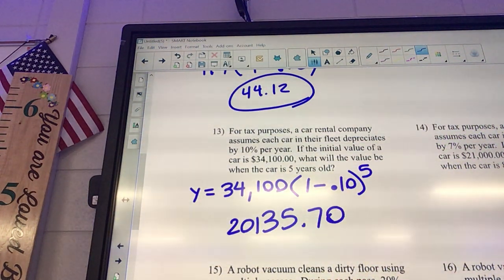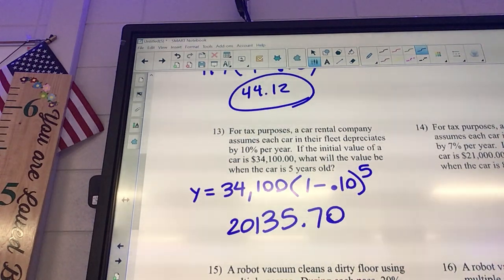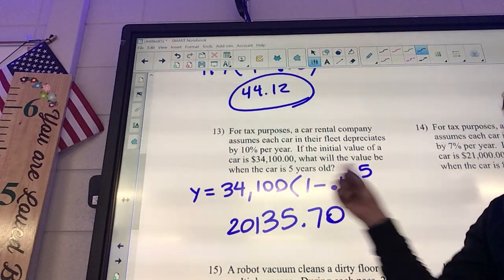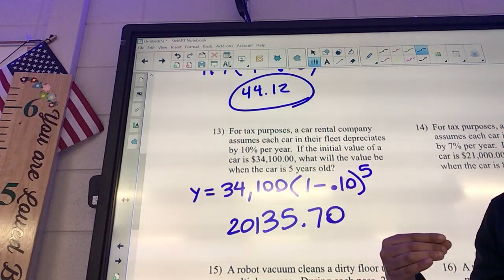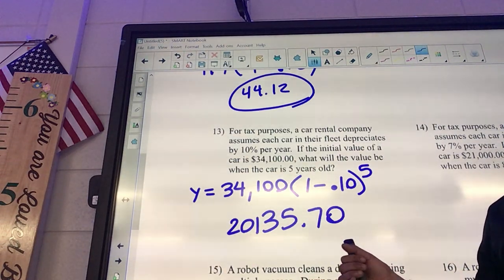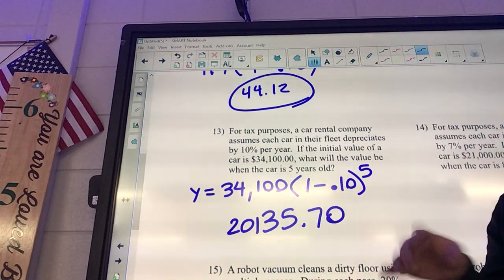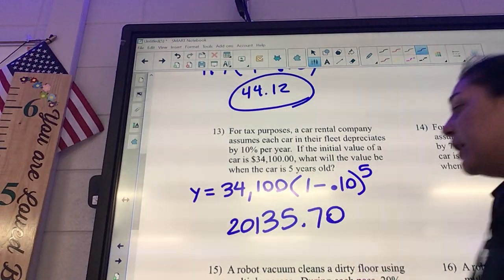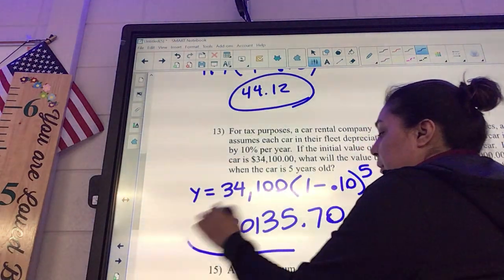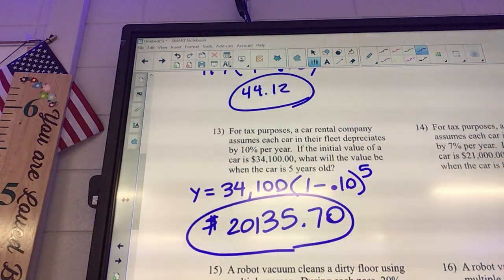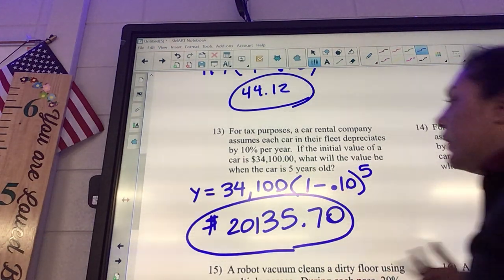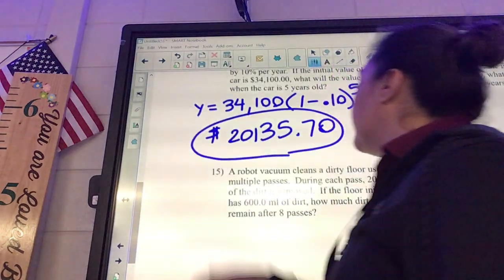Do we need the decimal or not? Yes, it's money. Because you're buying a car. They want to know what the value is going to be after 5 years of me driving that car. So I bought it 5 years ago, brand new. After 5 years later, you could figure out how much your car is worth. So yes, we need this because it's money. You guys are absolutely right. I almost said nuh-uh.